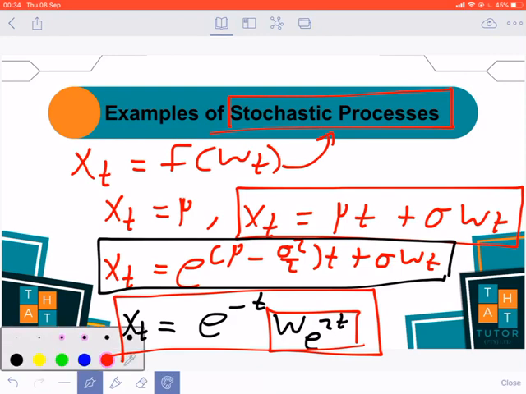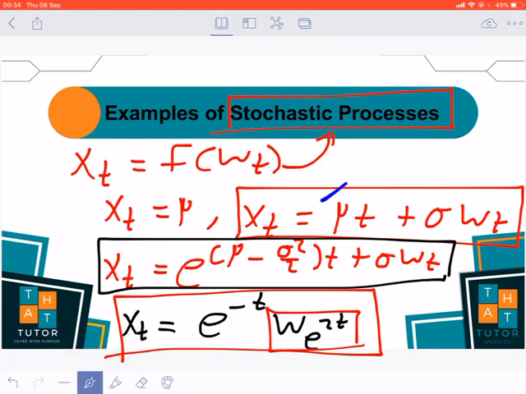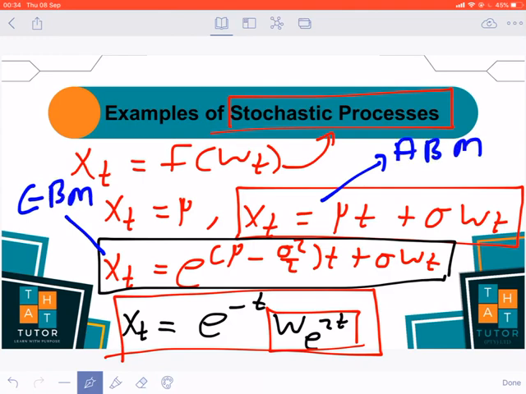These two up here, this stochastic process, you can call it an arithmetic Brownian motion. And this one over here, you can call it a geometric Brownian motion. This one is going to be the arithmetic Brownian motion, right? So we are mostly going to be dealing with the arithmetic Brownian motion. Actually, we are going to be dealing with the geometric Brownian motion. But the arithmetic Brownian motion is going to help us understand, because it's the one which is easy to deal with.